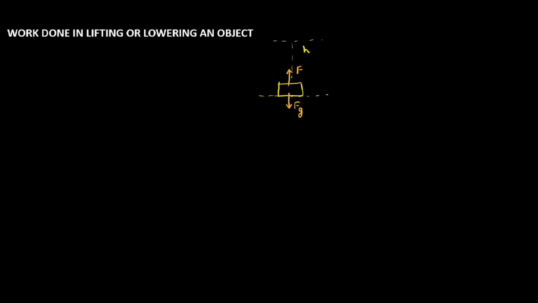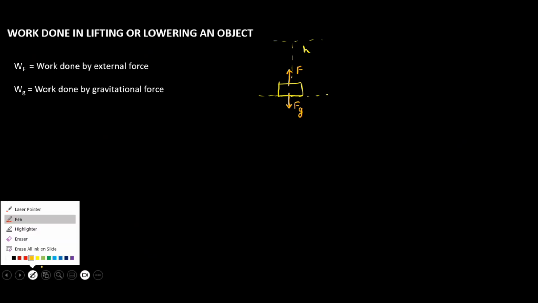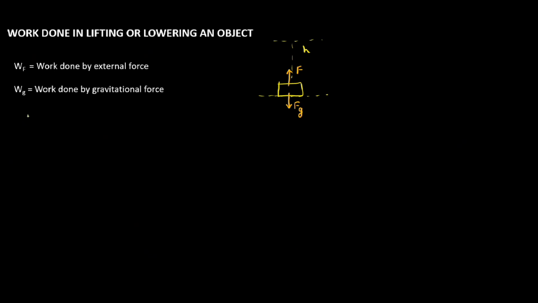So when we are writing the work kinetic energy theorem, I need to also include the work done by gravitational force. So let Wf be work done by the external force, the force that you are applying to lifting or lowering the object, and Wg will be the work done by gravitational force. When I apply the work kinetic energy theorem, it says that work done is equal to change in kinetic energy.